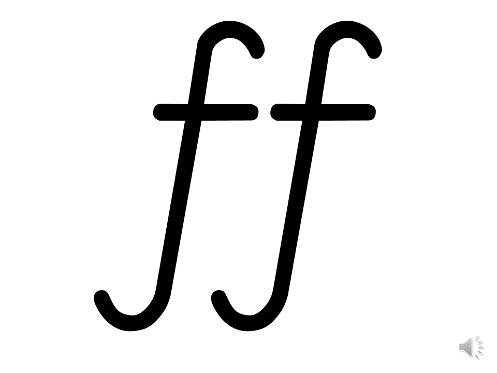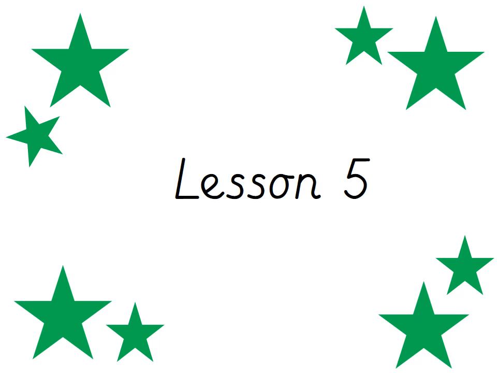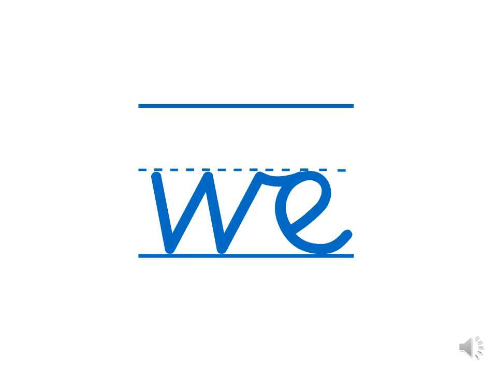Not only do we learn another new phoneme and grapheme on lesson 5, we also learn a new common exception word. This is the word we. It's the word we. My turn. We. Your turn.